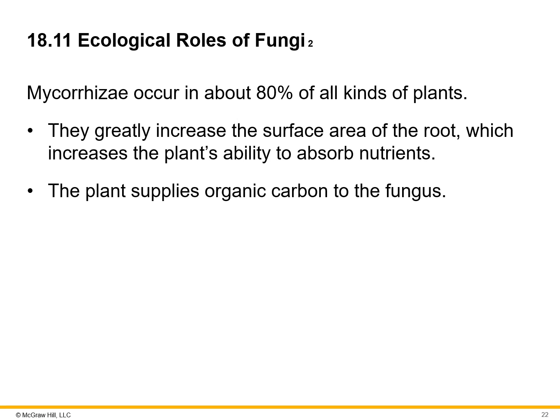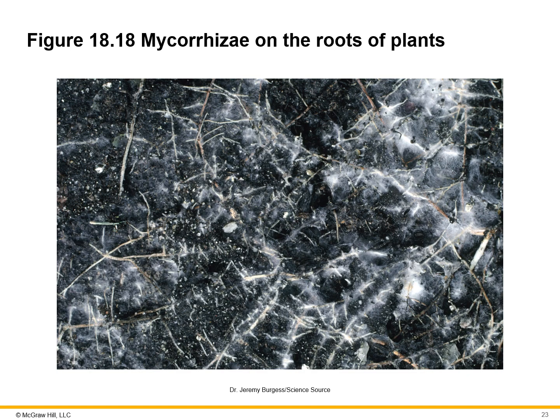Now, these mycorrhiza actually occur in about 80% of all kinds of plants. So these are very common. Many plants use them. Again, they benefit by increasing the surface area of the roots. They increase that absorption of different nutrients. And of course, again, the plant gives the food that the fungus needs to go through that heterotrophic metabolism. Again, this is just showing these mycorrhiza and how they interact with the plants to create this mutualistic relationship.